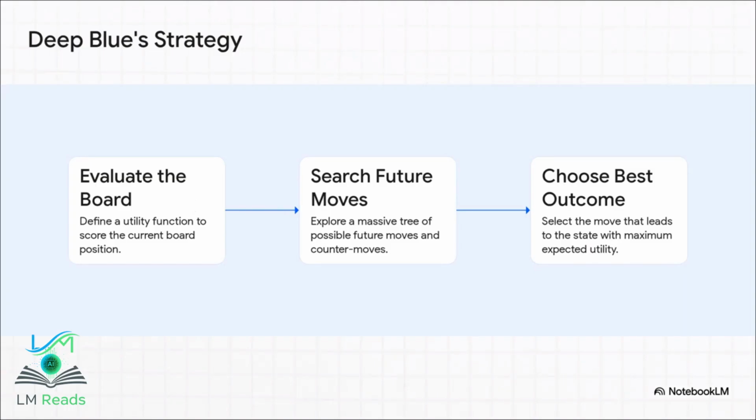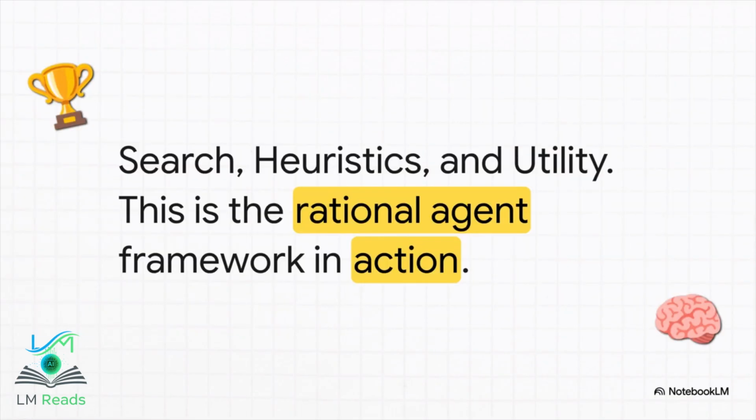It did it by using the exact framework we've been talking about. First, Deep Blue evaluated the board. It had a utility function, a way to give a score to any position. Second, it used incredibly powerful search algorithms to explore this huge tree of possible future moves. It was searching for the best route, just like our trip across Romania, but on an absolutely astronomical scale. And third, it picked the move that led to the part of that tree with the highest expected utility, the highest score. So you see, Deep Blue wasn't thinking like a human.